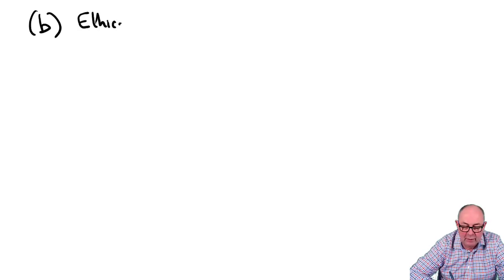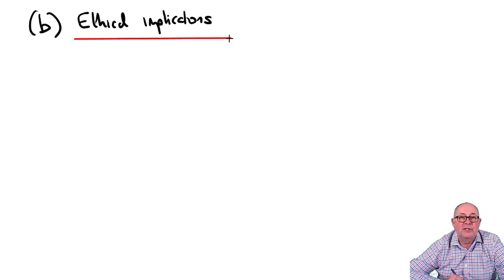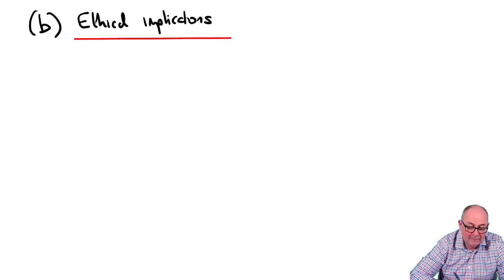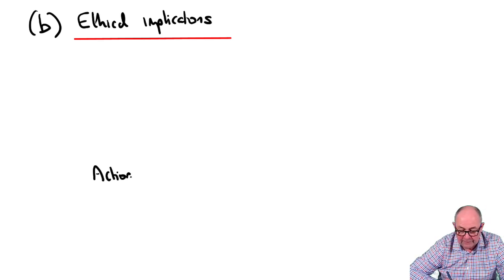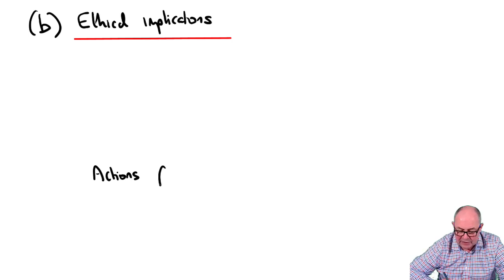Requirement B is the ethics part. So I need to explain the ethical implications of what's happening. And also, I need to think about the actions that I should take as an accountant. I'm not the chief accountant, but I've been told that jobs are at risk if I don't obey what the main directors are saying. So, actions for the accountant.